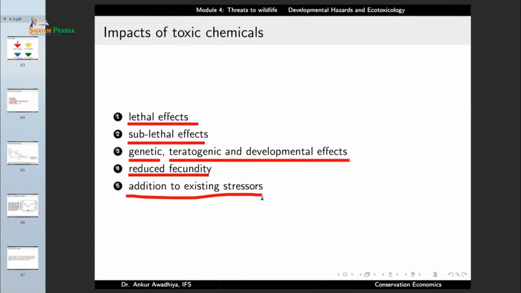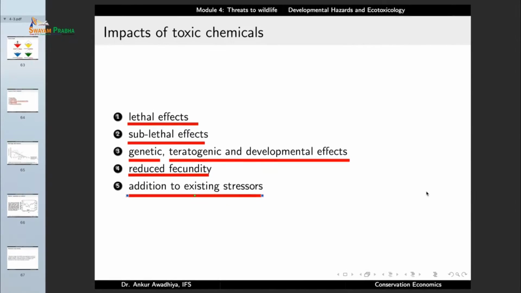And in any case, these toxic chemicals add to the existing stressors, which means that if the organisms are, say, weakened because of a disease or because of malnutrition, and if they also are exposed to these toxic chemicals in the environment, the impacts add up. So they add to the existing stressors that are already there in the environment.